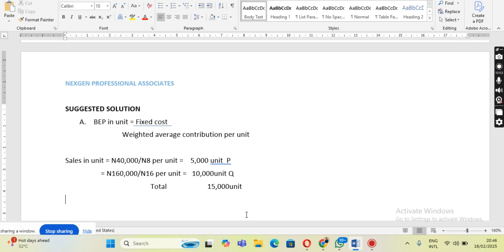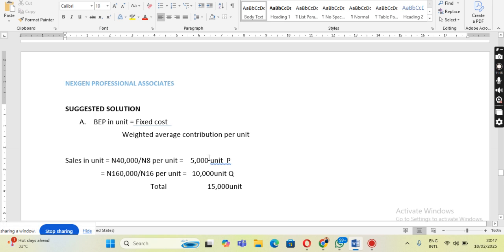That gives you the sales mix. Why do you have to use sales mix? It is because the question says BEP in units. If it is value, you need to use sales value mix. Class, are you getting it?